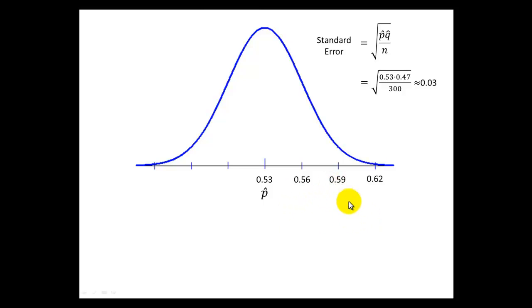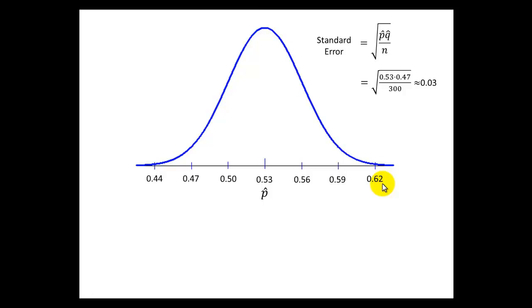Now I'm going to take that standard error and label the tick marks that are to the right, adding 0.03 at each hash mark. And likewise, I'll do that for the left. So we get a good idea of the center of our distribution and the range and spread of values as we go from right to left.